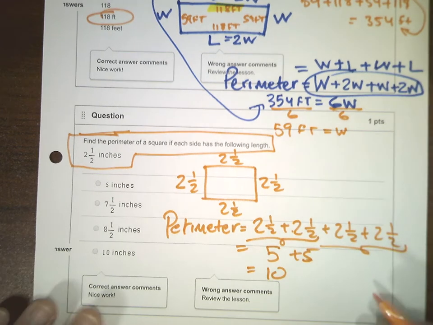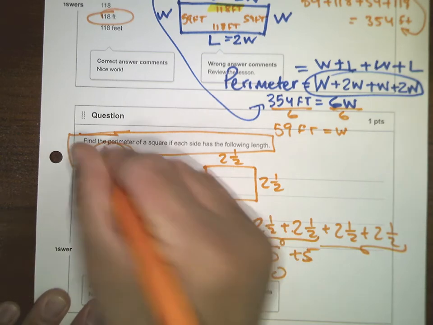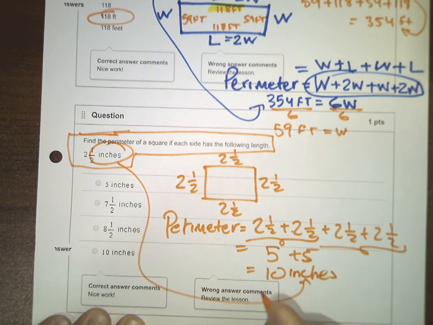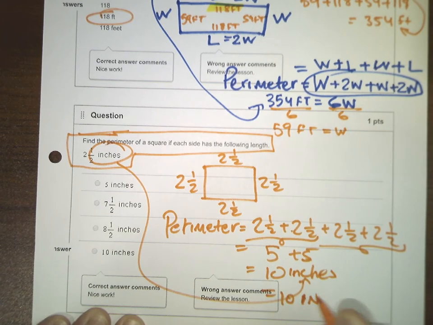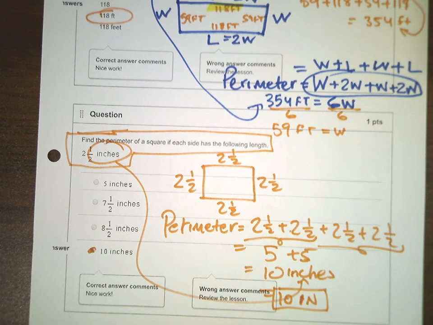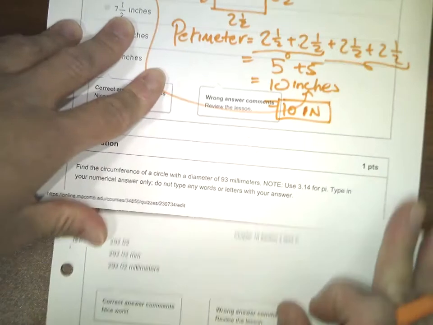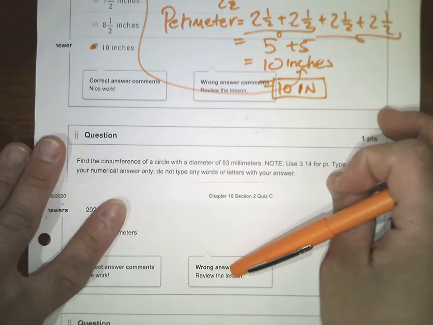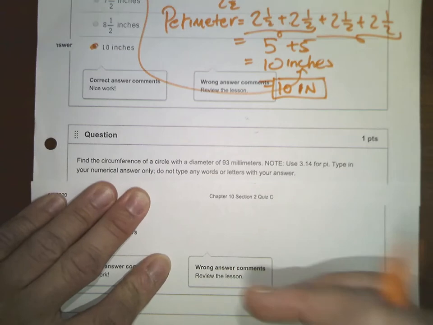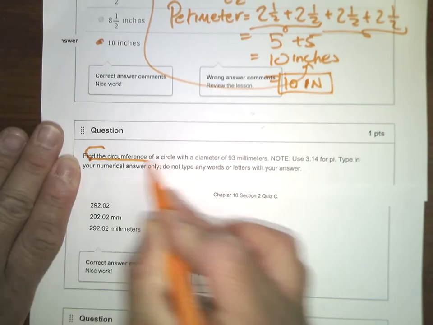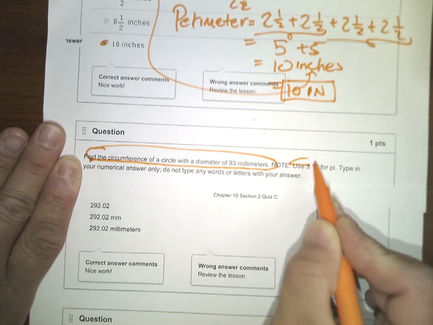You can do it that way also, but I know that this is going to be, because the original question was in inches, right? Inches, or 10 in, because in is the abbreviation for inches that is used sometime. So there you go. There is the final answer here. All right, let's try again. So the circumference of a circle with a diameter of 93 millimeters. And then again, they want us to use 3.14 for pi. All right, here we go then.